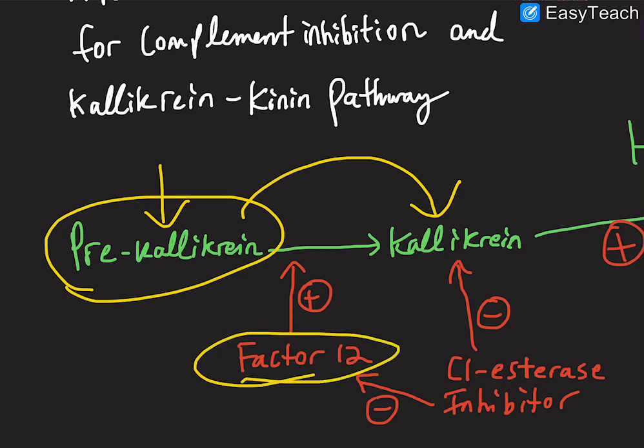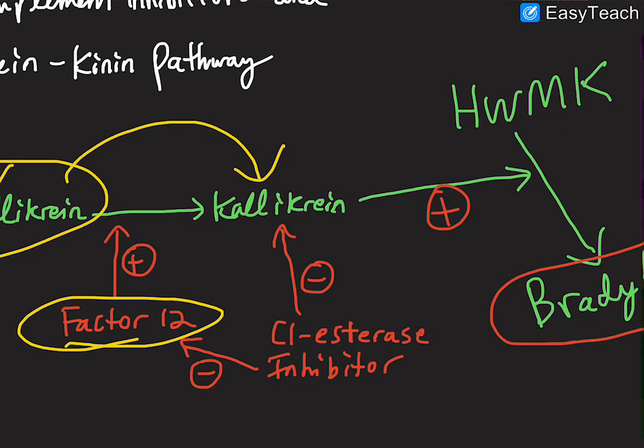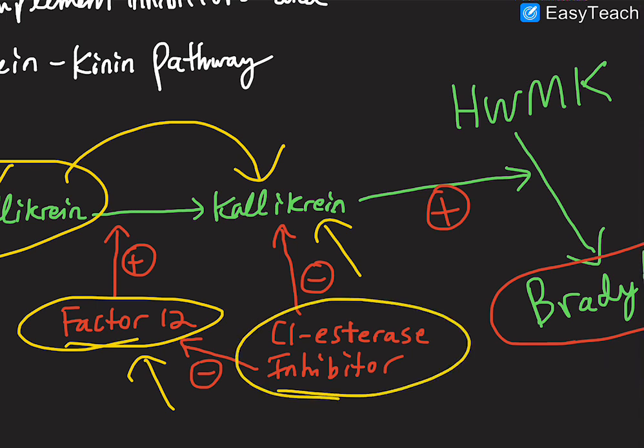Remember what we said: C1 esterase inhibitor inhibits C1, and what two other things did we say? We said kallikrein and factor 12. So we have that listed here. C1 esterase inhibitor inhibits kallikrein and factor 12. So it's basically doing the opposite of factor 12. C1 esterase inhibitor is making sure that you keep inflammation in check. You don't want too much kallikrein because then you'll have too much bradykinin production.